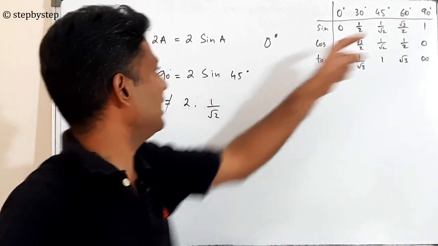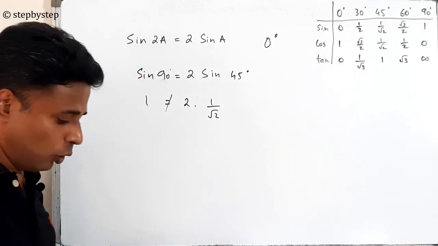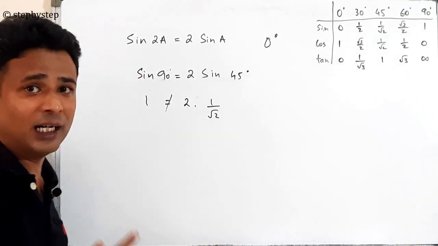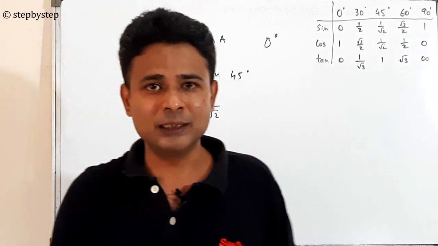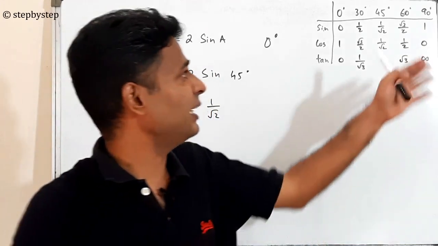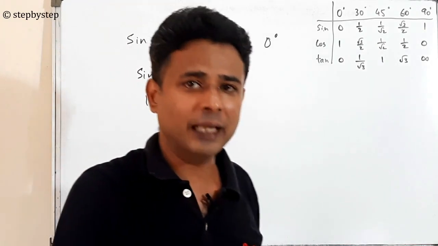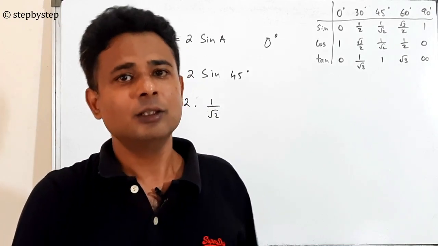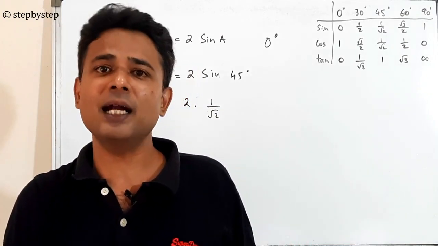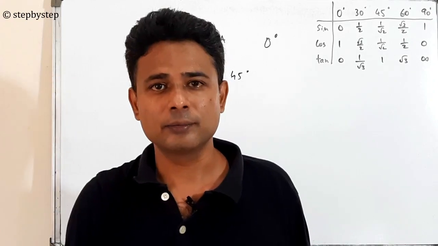Similarly, if you take sine 60 degree, 2A becomes more than 90 degree. It becomes sine 120 degree, which is not in your syllabus. Your syllabus is only restricted up to 90 degree. So you have trigonometric ratios only up to 90 degree, not more than that. So the correct option was the first one, that is 0 degree.